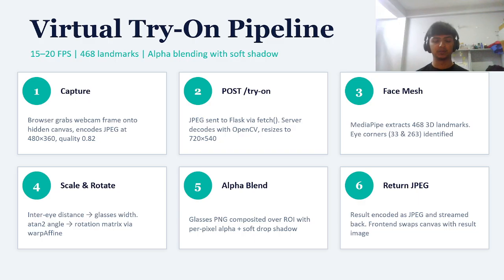Step two, Flask receives these captured bytes, decodes them using OpenCV into a BGR matrix, and resizes the image to 720 by 540 pixels for processing, because that is what the efficient model needs. Now for step three, MediaPipe face mesh.